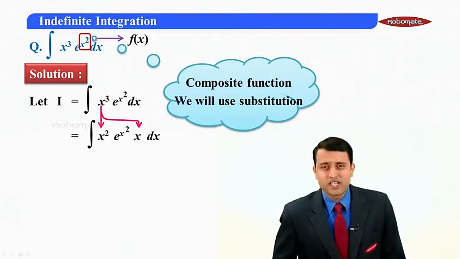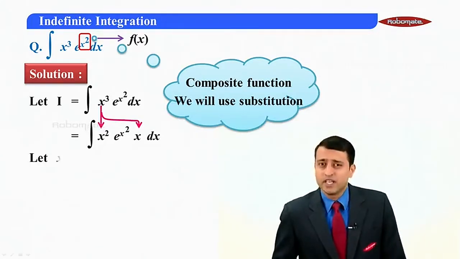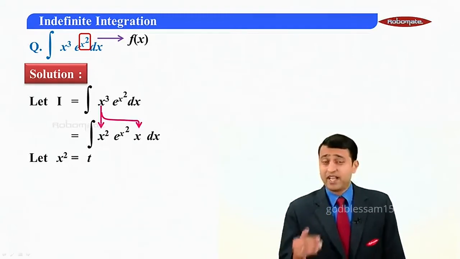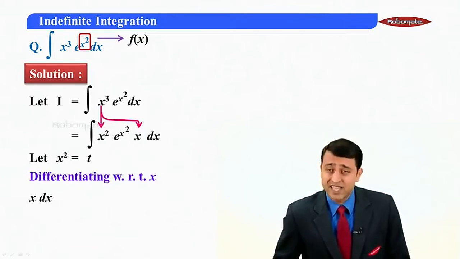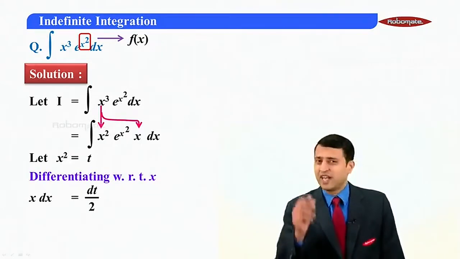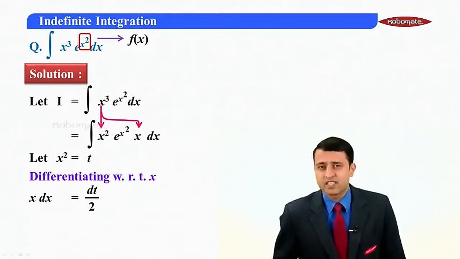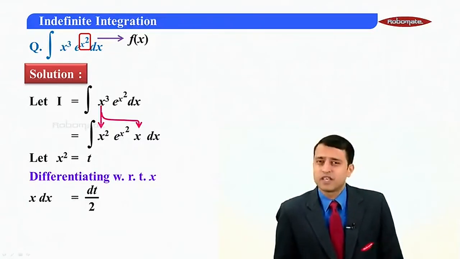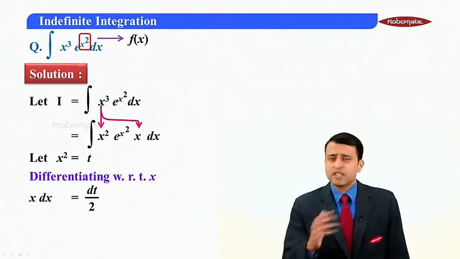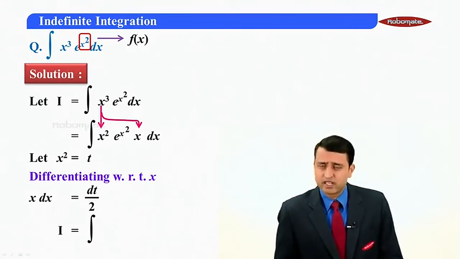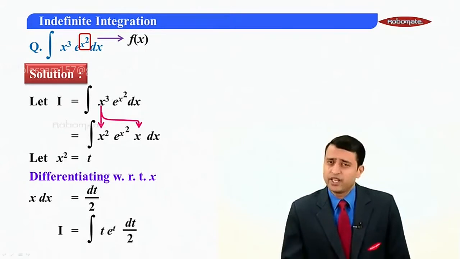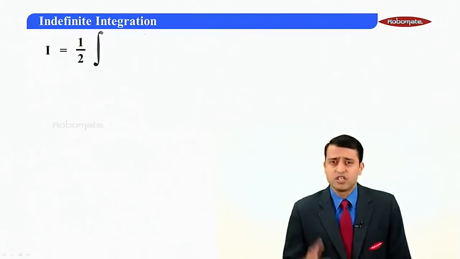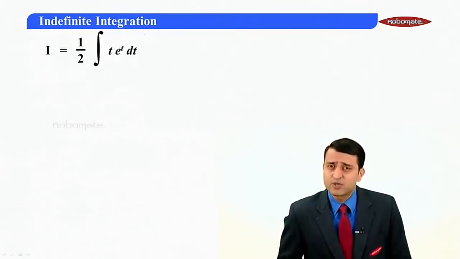Why are we doing this? I am sure you are clear about it. In the next step, what we are going to write is let x square is equal to t. If I am writing x square is t, I know I have to differentiate, and on differentiating what we get is x dx is dt by 2. So that x was required with dx, and that's the reason we split x cube as x square into x. Now let us apply these changes to the integral. So the integral will be nothing but t e raised to t into dt by 2. Is that okay, my dear students? Let us see further. That is half t e raised to t dt.